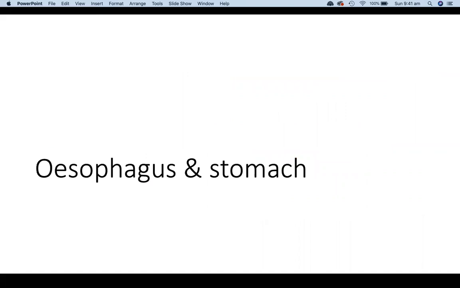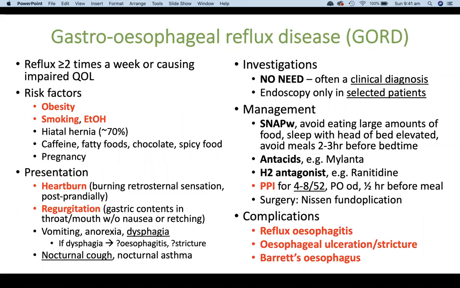Now we'll just go through each of the different organs, I guess. So the first thing with esophagus is GORD. Know your big three, big risk factors, so the ones in red. Just to let you know, everything in red is stuff I think is clinically relevant and important to remember. Stuff in purple is stuff I think is important for your pathology, in EMQs.